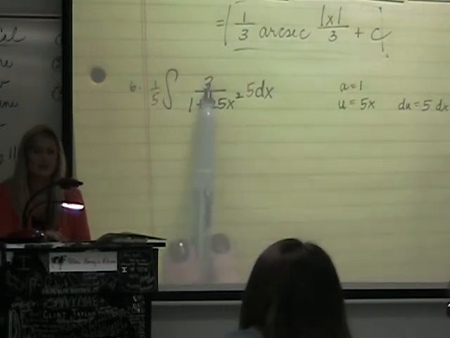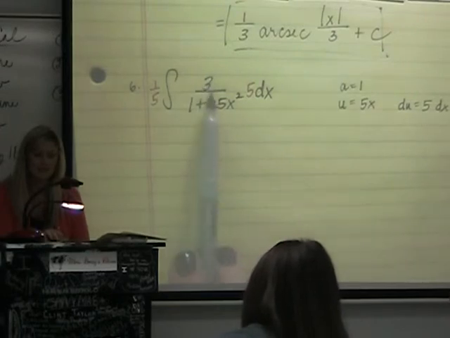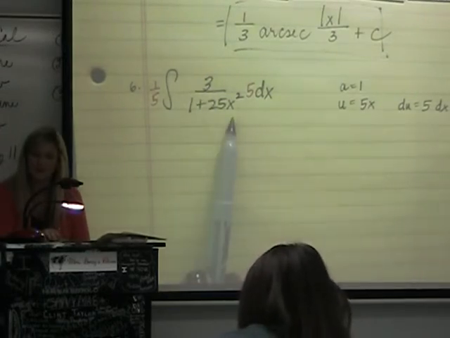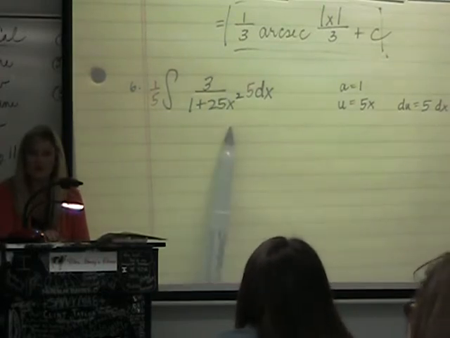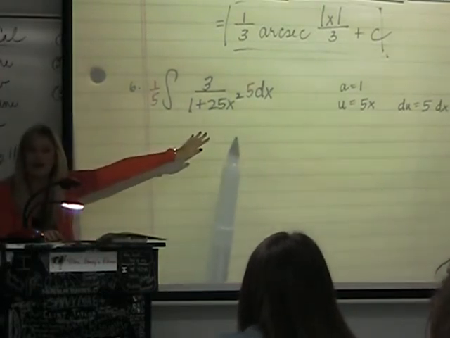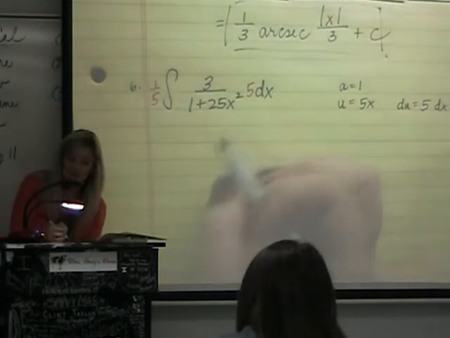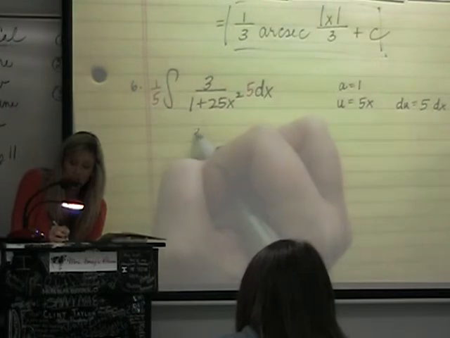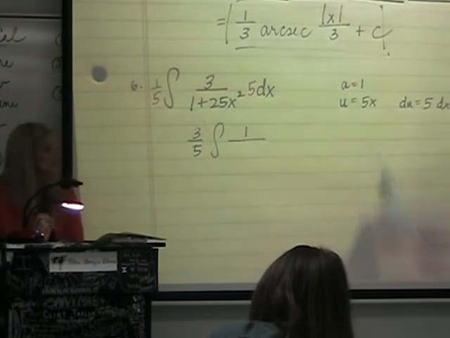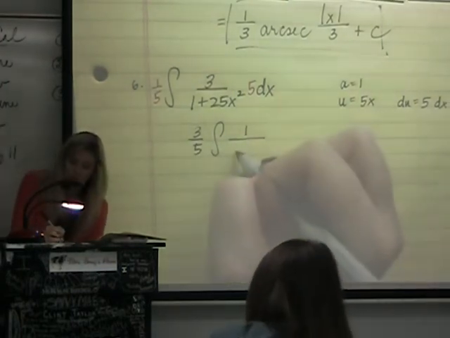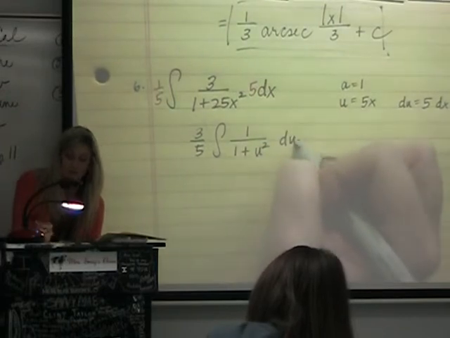What about this 3 up here? Yeah, it's just a constant, isn't it? Isn't 3 over 1 plus 25x squared the same thing as 3 times 1 over 1 plus 25x squared? So we can just move that 3 all the way out in front of the integral, get it out of our way, and say 3/5 times the integral of 1 over 1 plus u squared du.